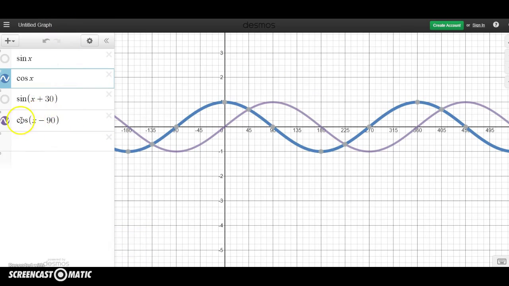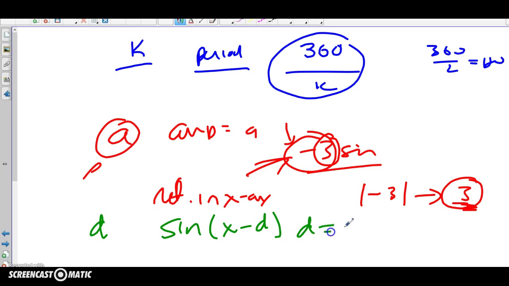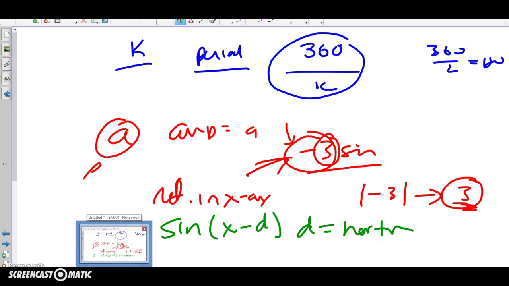One thing I want to add in here is your D value. So your D is what you add or subtract. So if I have sine x or theta minus D, okay, D is your horizontal transformation. The other thing we talk about is the period. Well, the period is not going to change there, okay?